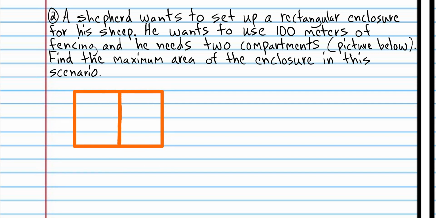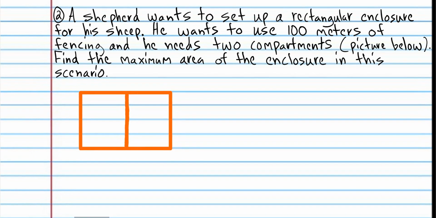Okay, so a shepherd wants to set up a rectangular enclosure for his sheep. He wants to use 100 meters of fencing, and he needs 2 compartments, picture below. Find the maximum area of the enclosure in this scenario. So now we've got compartments. Now don't worry, it's not going to be that much more difficult.